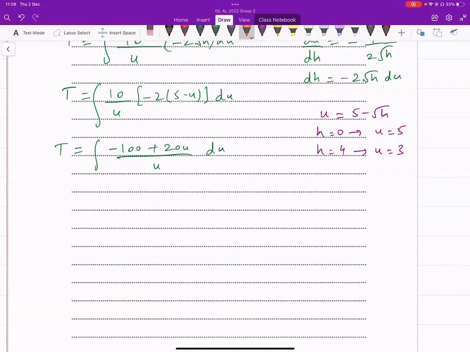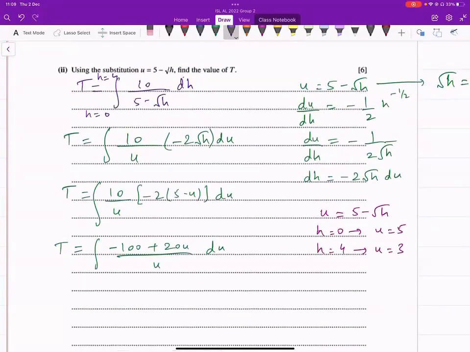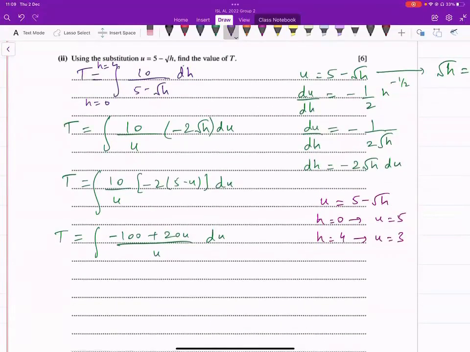Now here you have to be careful. 0 was our lower limit, and here the value of u is 5. So one way to do this is you say the lower limit here is 5, and the upper limit here is 3. That's how you start. You don't just put the bigger number as the upper limit and the smaller number as the lower limit. You go by correspondence: 0 is corresponding to 5 and 4 is corresponding to 3. So you have to place them accordingly.